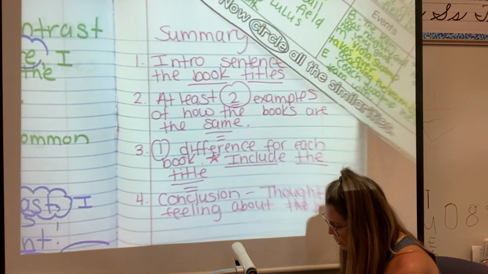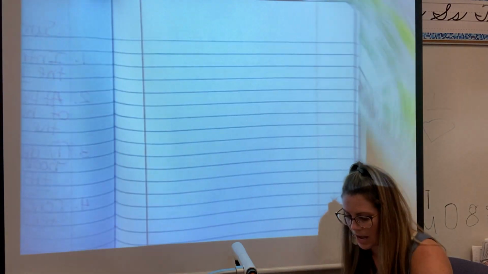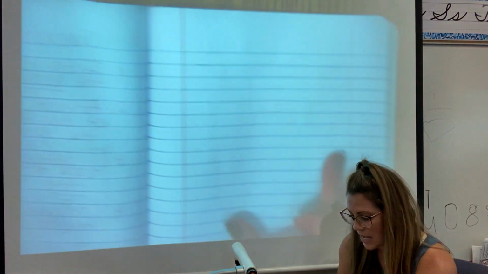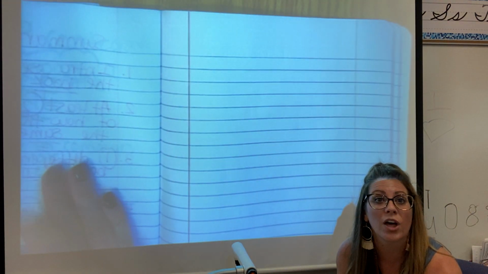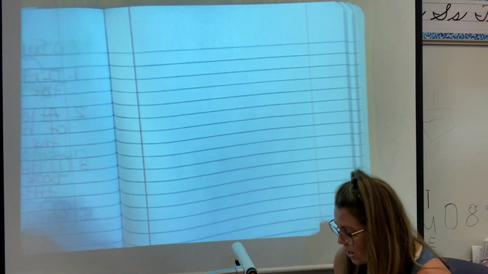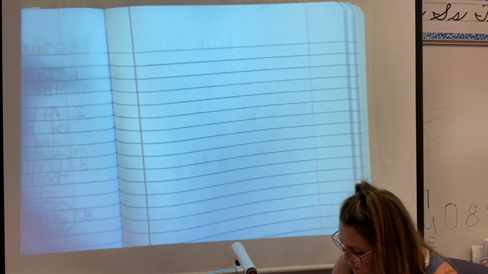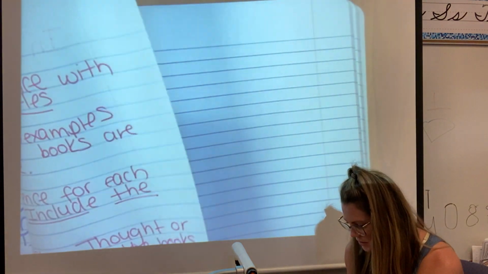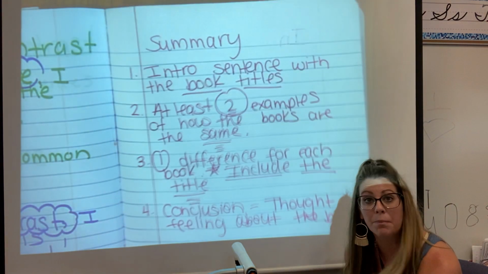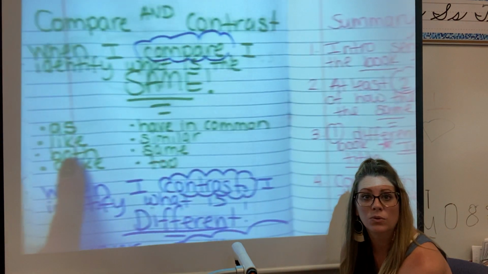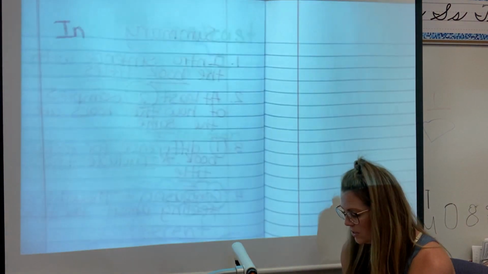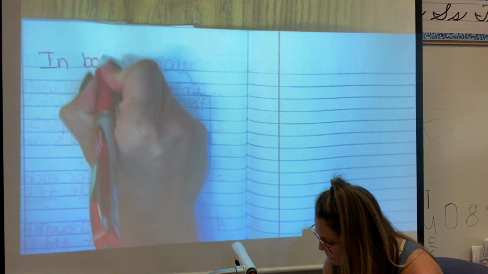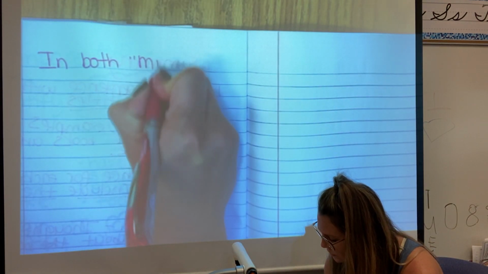So I am turning to the next page, and I'm going to remember that Mrs. Harp wants me to have a nice intro sentence, and that means including both of the books I'm talking about. So I am always going to indent and skip lines. And we'll just say, what's one of our comparing words? Just maybe "both." Can you see it? Both. Is that a good comparing word? All right, so here we go. "In both," and then I'm including my titles.